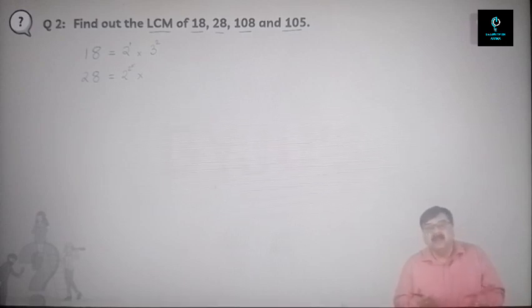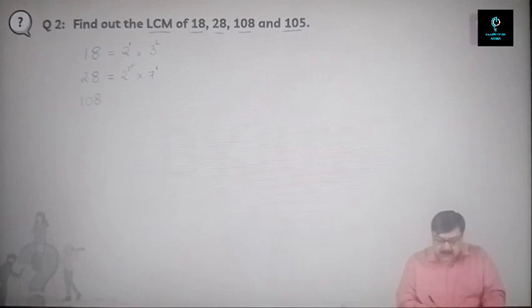Well, 7 square is 49. It is a number greater than 28. So 28 will consist of only one power of 7. Look at the other number, 108.